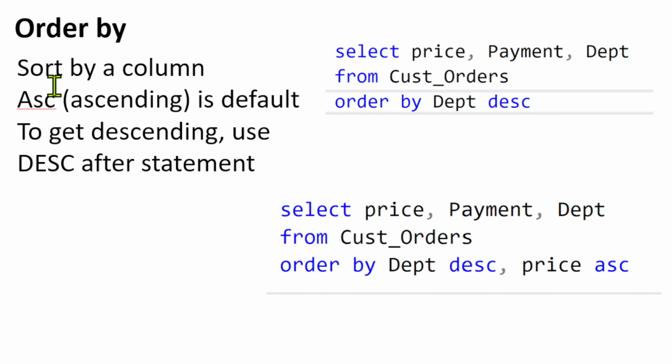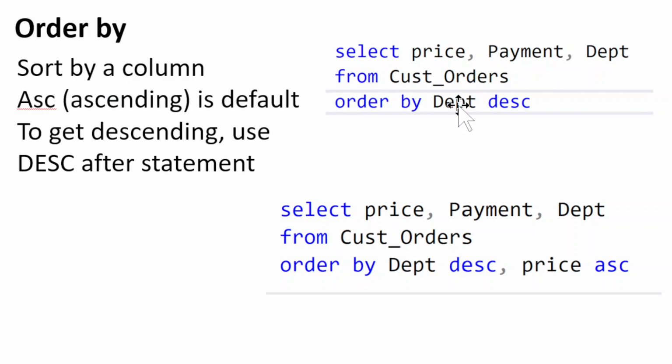Okay. ORDER BY. We use ORDER BY to sort columns. It's ascending by default, and ascending means going up. So it's A, B, C, D, E, F, G, or 1, 2, 3, 4, 5, 6, 7, 8, 9, 10. You can get descending by putting DESC after the column, so if you want to go 10 down to 1, or if you want to go backwards, Z up through A, that's what you'll get.